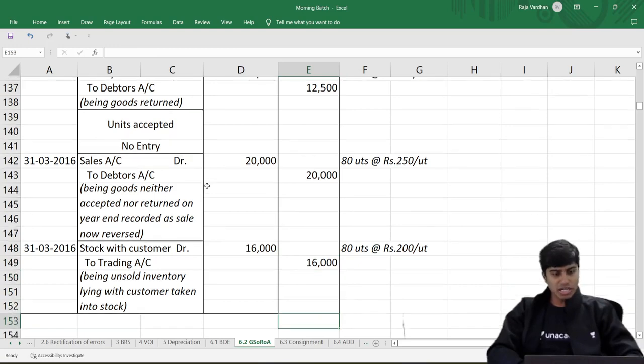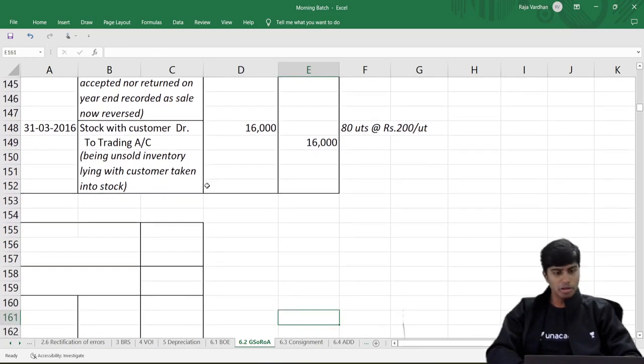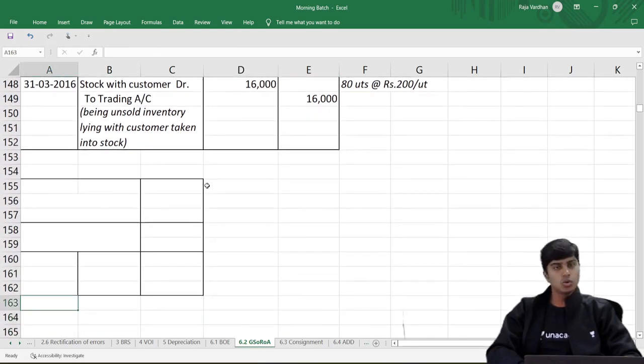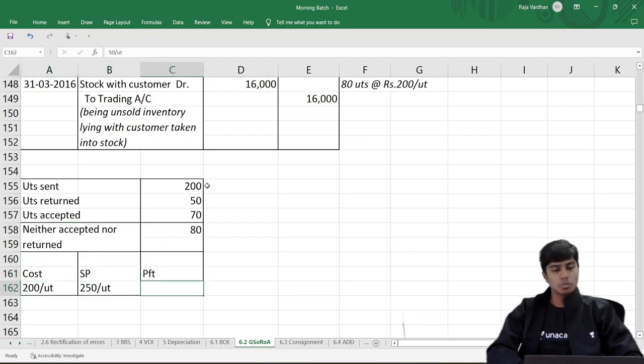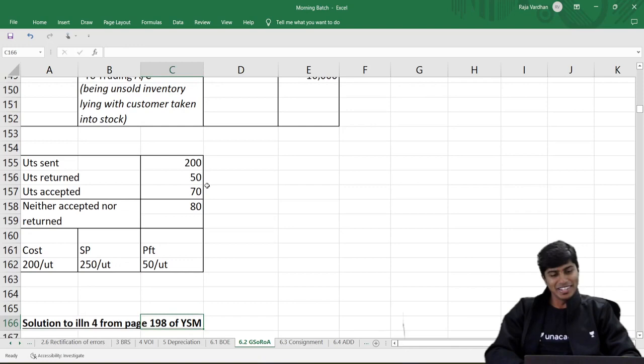If in case you are stuck at any point during the problem, you can always look into this working note which will help you. However, I taught you how to do it without. Units sent were 200, units returned were 50, units accepted are 70, and neither accepted nor returned will in this case be 80. You guys get that? Now, the cost is 200 per unit, selling price is 250 per unit. So profit is 50, which we actually don't need at any point of time.